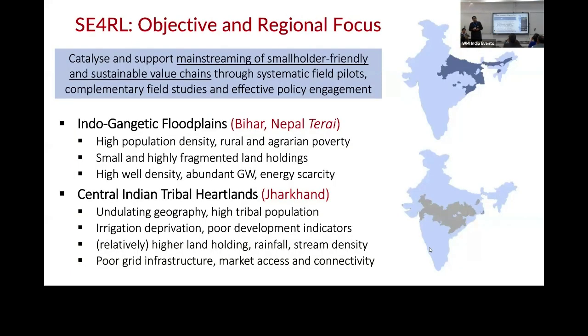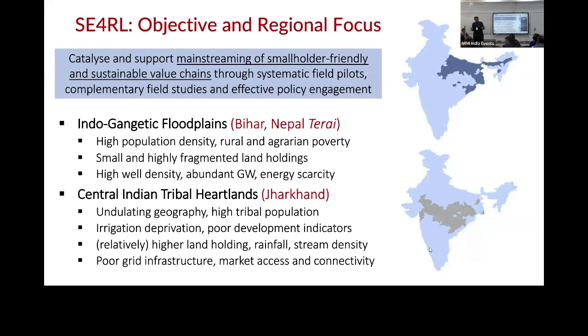Now, as I mentioned, our aim is to look at what can be done to mainstream solar irrigation that is smallholder friendly and also create sustainable value chains. And we are going to focus on the Indo-Gangetic plains of Bihar and Nepal Tarai. This is an area which is very high in population density. So the per capita land availability is very low. It's not only low, but it's also fragmented. So the land holdings are small and fragmented.